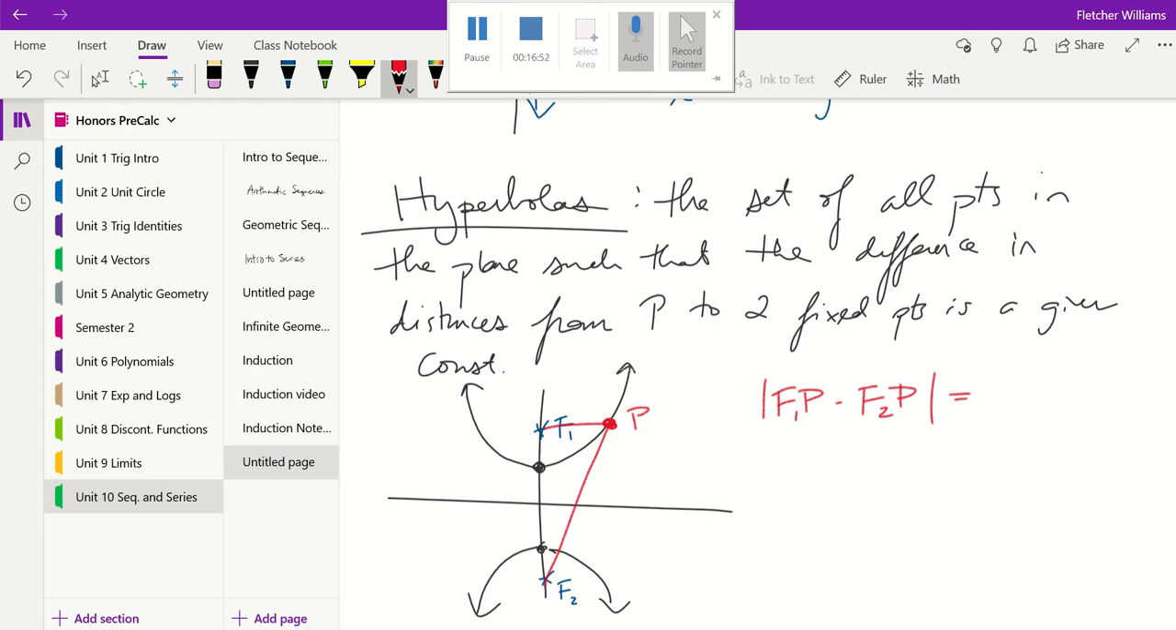You're close. Farther, farther. 2A. You just needed more of what you were already saying, Ben. You already said A, just say it again. A and A. So the difference is a given constant.